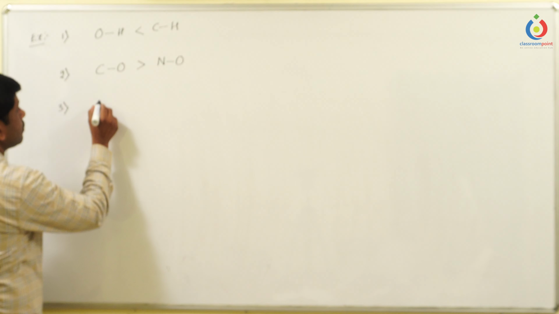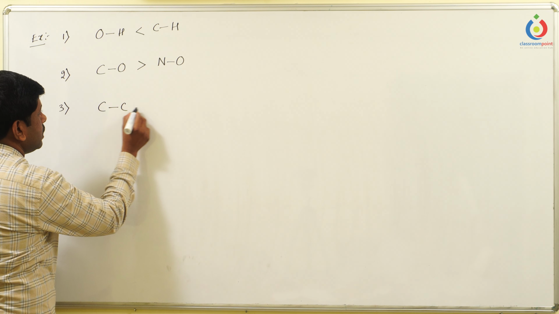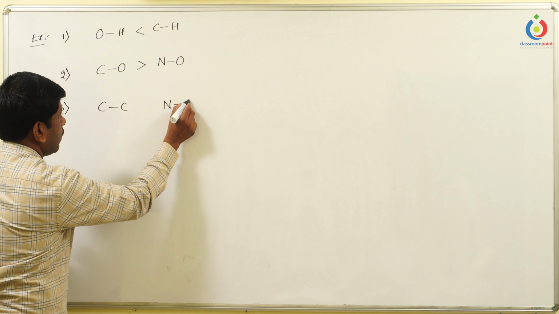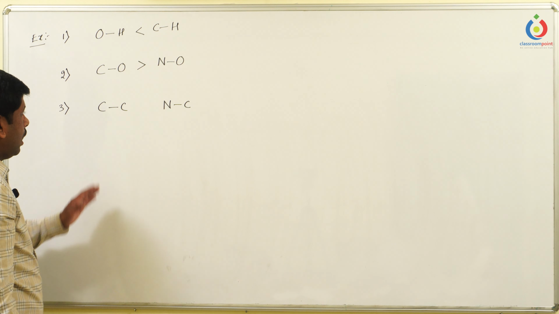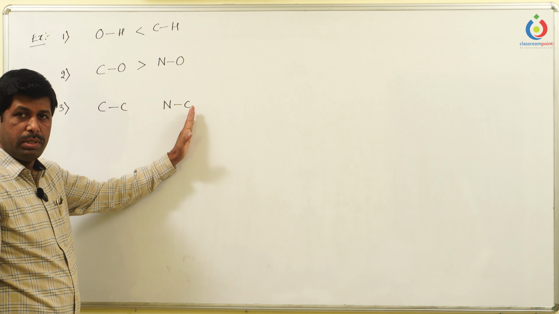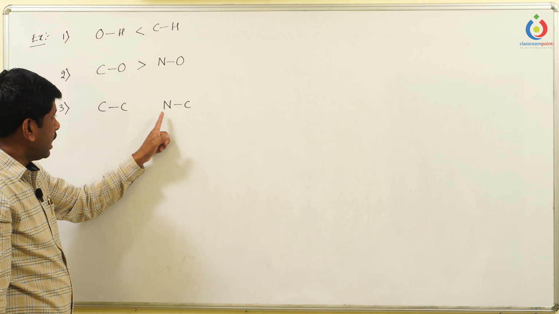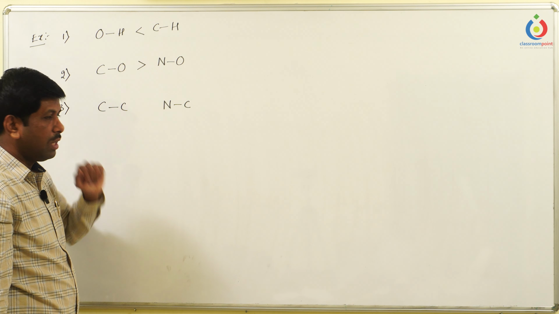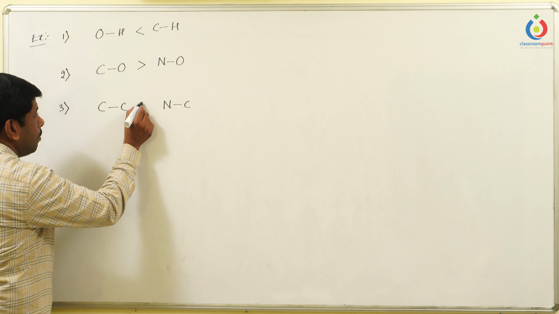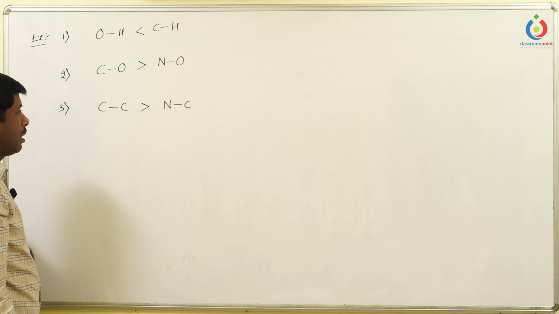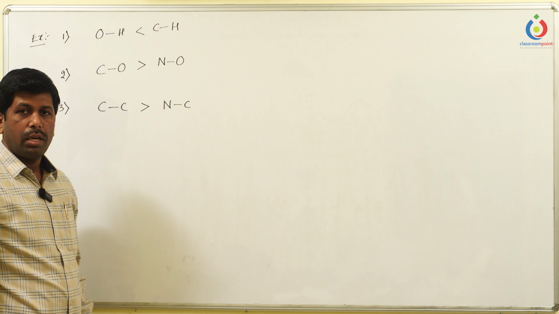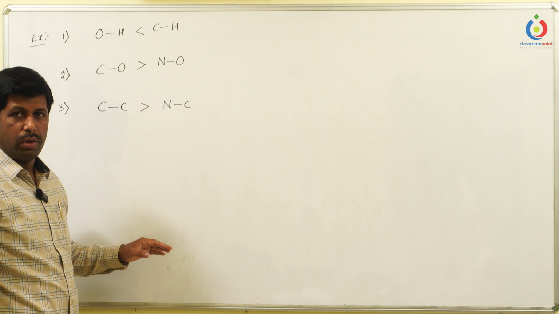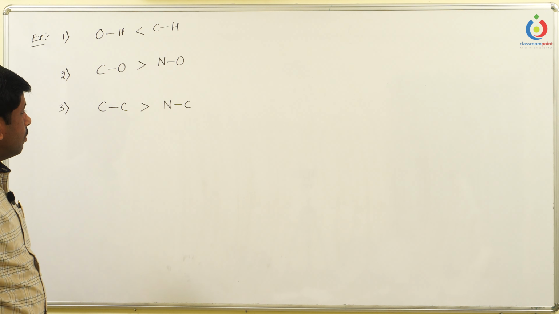And the third one is C-C and N-C bonds. Again here, carbon is common. The non-common atoms are carbon and nitrogen. Carbon size is larger than nitrogen, so the bond length of the carbon-carbon single bond is more than the carbon-nitrogen single bond. So these are about the single bonds.